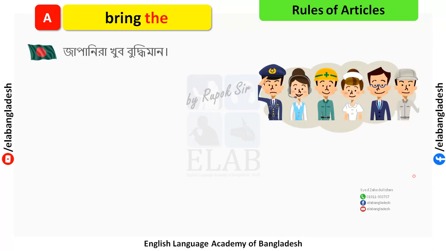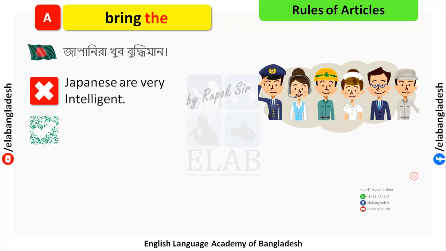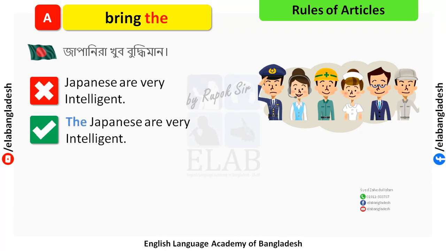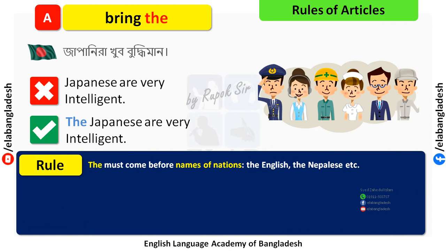Japanese are very intelligent. The Japanese are very intelligent. The must come before names of nations: the English, the Nepalese, etc.